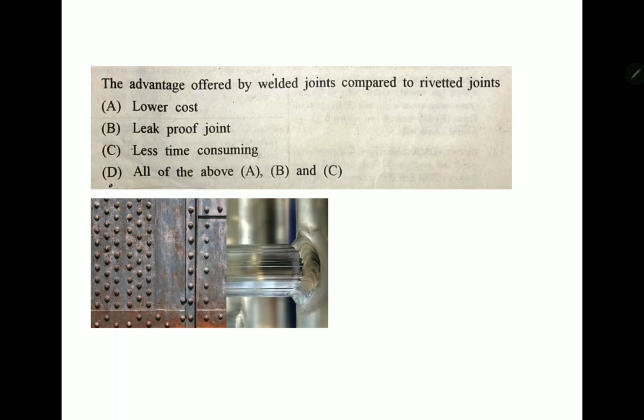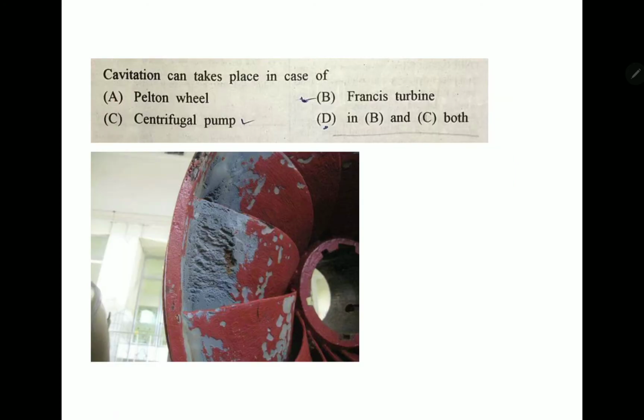The advantages offered by welded joint compared to riveted joint are lower cost, leak proof joint, less time consuming. All the options are right. Cavitation can take place in case of Francis turbine and centrifugal turbine. Here we can see the effect of cavitation on turbine blade.